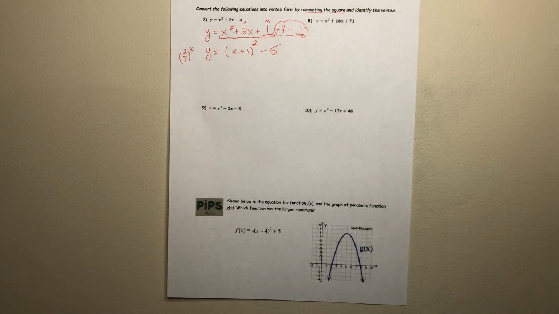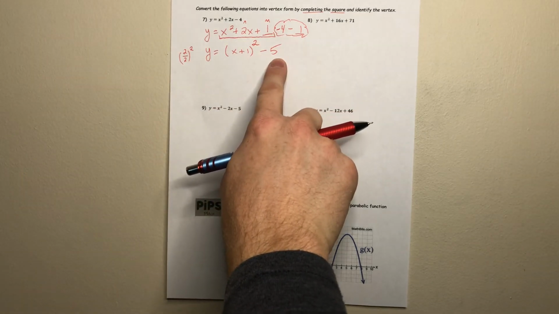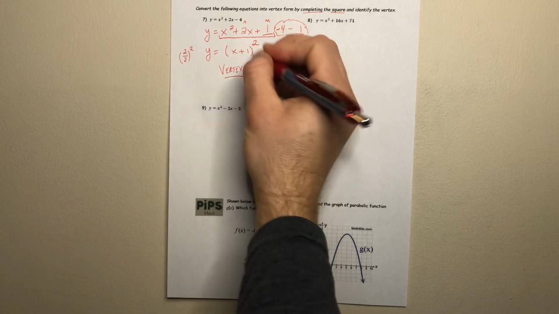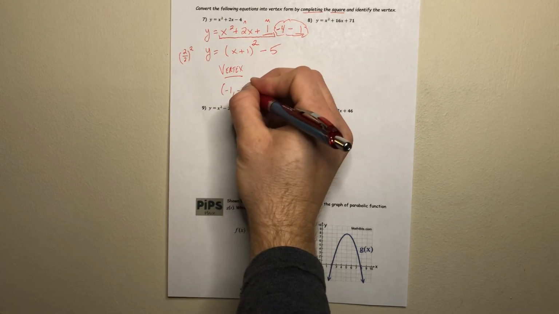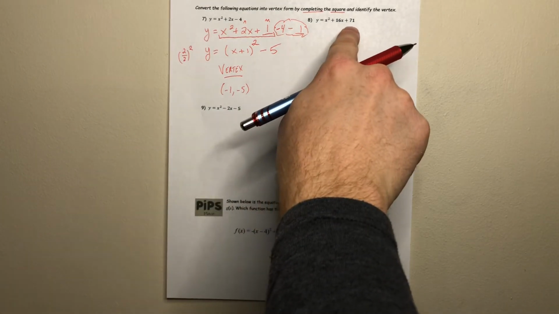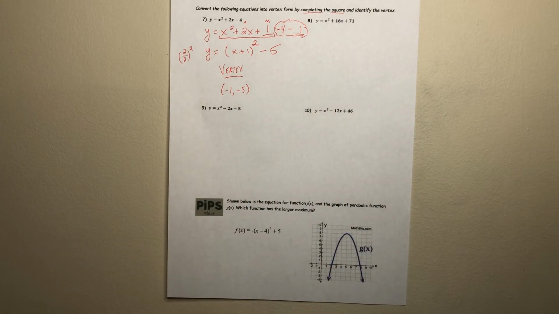Now, what do you notice? Here's what we notice. This is now in vertex form. The vertex is (-1, -5). And we're done. So if that made sense to you, go ahead and pause the video, try these next 3. If it did not make sense to you, watch one more and then pause the video.